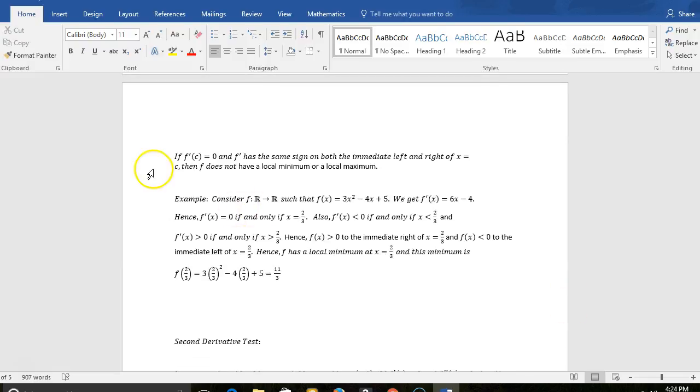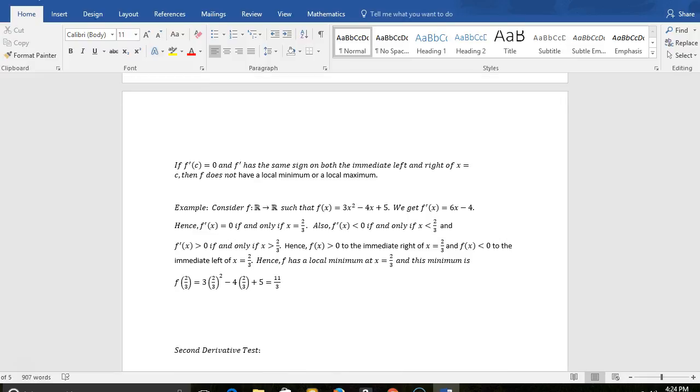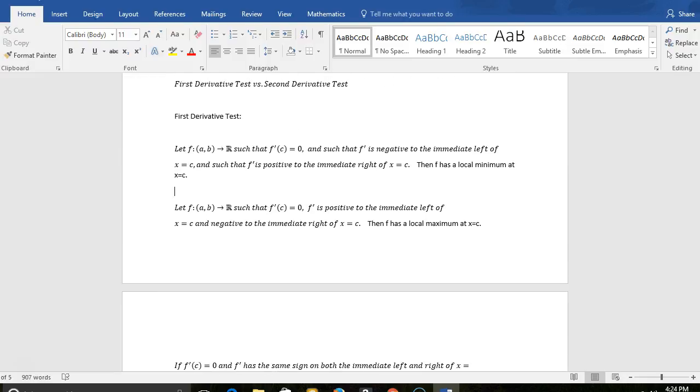Now, if f prime of c equals 0 and f prime has the same sign on both the immediate sides, or to both the immediate left and immediate right of x equals c, then f does not have a local min or a local max at that point. In other words, f does not have a local min or local max at x equals c.